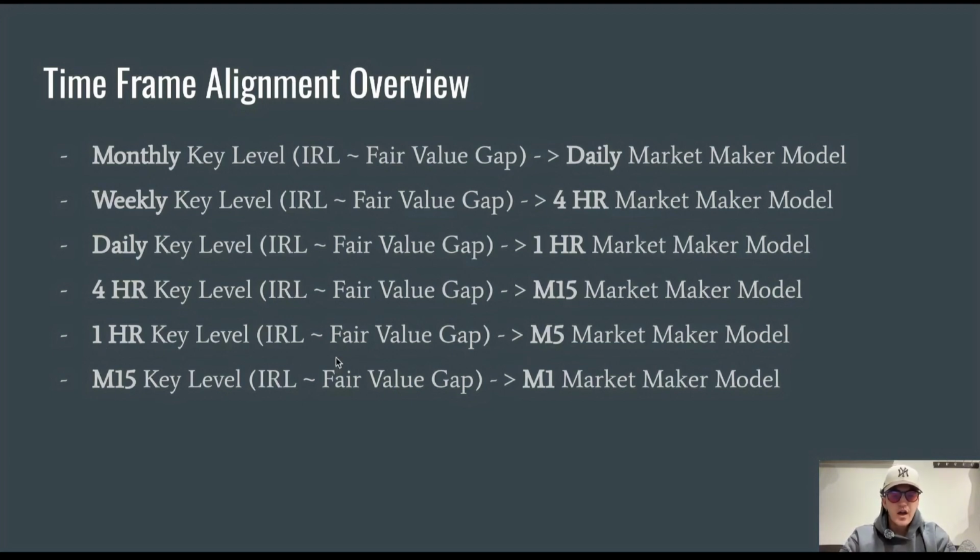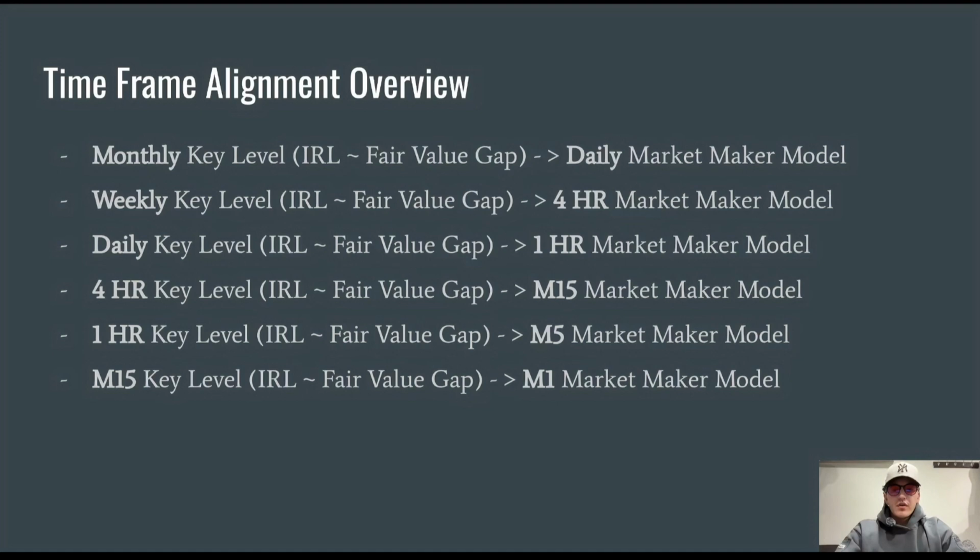1-hour, go to the M5. 15-minute, go to the M1. And those are how you're supposed to combine timeframes in regards to framing these market maker models from internal to external range draws. Now, in the examples that I'm about to show you, you are going to be combining these rather than just using two.